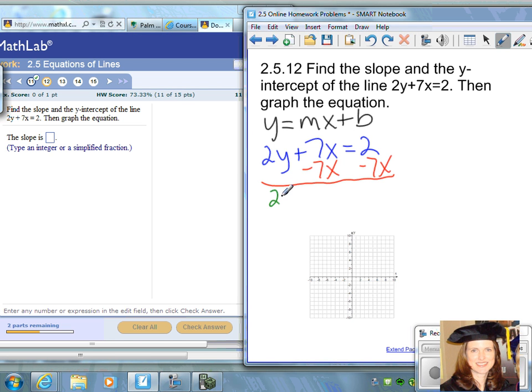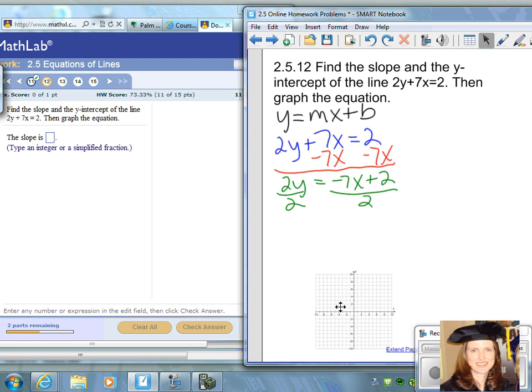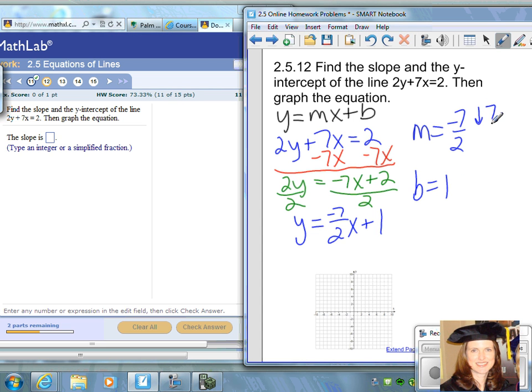That gives us 2y, this is 0, equals a negative 7x plus 2. Combine those that way. And divide by 2. We're going to get y equals, divide both of these by 2 to get negative 7 over 2x plus 2 over 2, which is 1. So the slope of this line is negative 7 over 2, and the y-intercept is positive 1. That means from the y-intercept, we're going to go down 7 units, and then to the right 2 units.